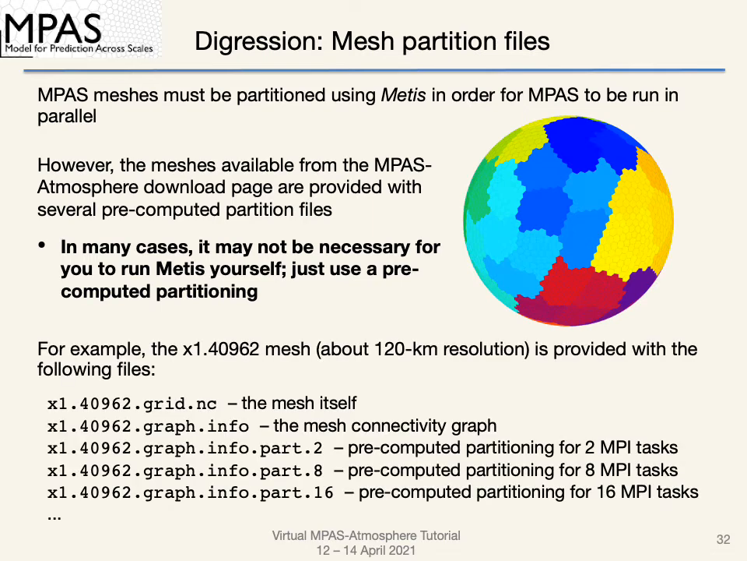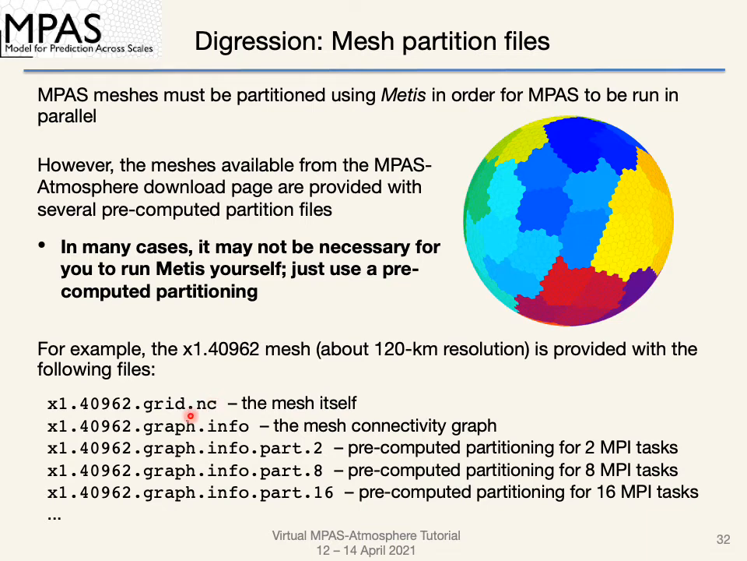So for example, when you download the 120 kilometer mesh, you'll get the following set of files that we saw earlier in this talk. You'll get a file called x1.40962.grid.nc, and this is the netCDF mesh itself. Again, this is a unit sphere mesh, which we can then inflate and interpolate terrain and land use and so on onto, and continue to produce initial conditions.